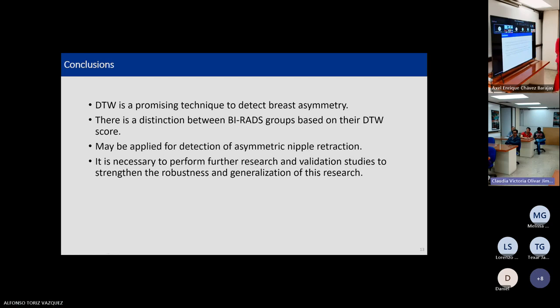Thank you very much, Alfonso. If there is any question here in the room, please. Yes, that's a very interesting project, and I have one question. How do you guarantee that the differences that you found are due to the difference in the breast and not in the way the images were taken?